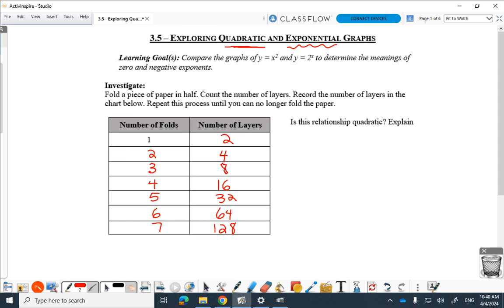Anyways, it says, is this relationship quadratic? Now back to your knowledge. How do we decide by looking at a table if it's quadratic?